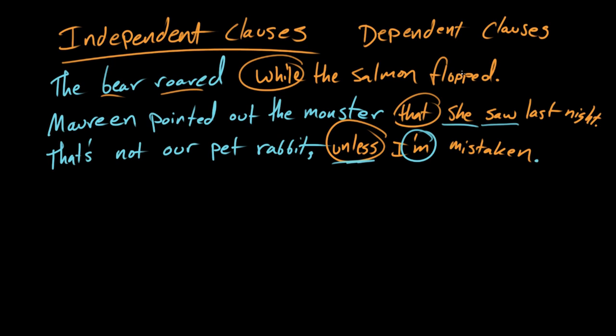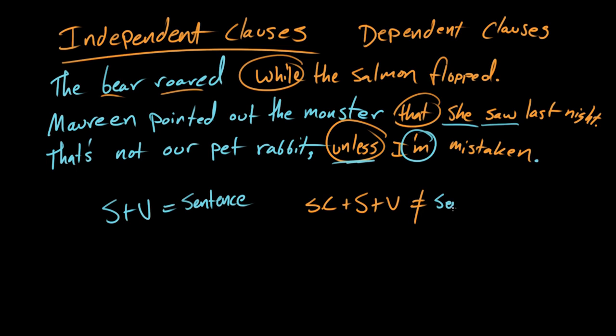I hope that this has cleared some stuff up. An independent clause is a subject and a verb, and it can be a sentence. A dependent clause is a subject and a verb, but also a subordinating conjunction, and it cannot be a sentence.